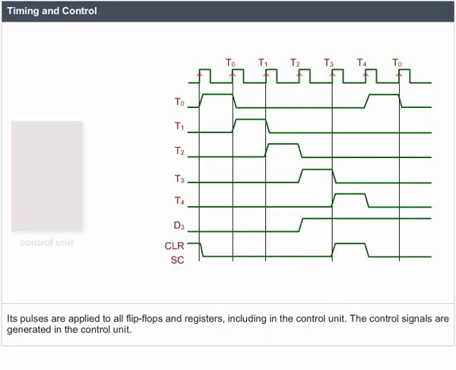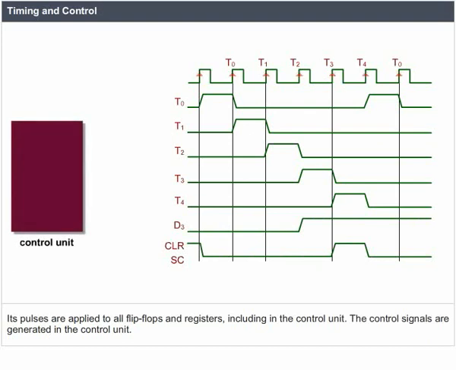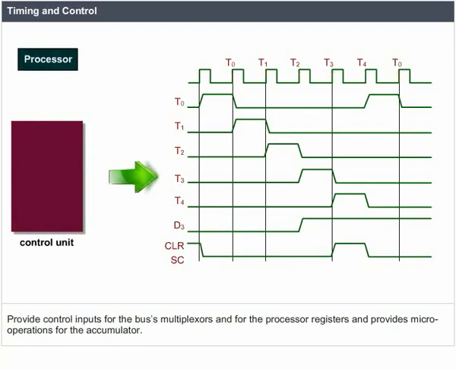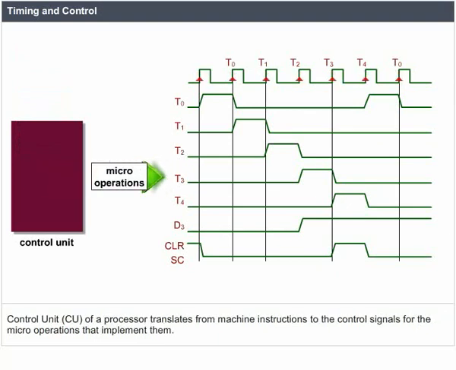Its pulses are applied to all flip-flops and registers, including in the control unit. The control signals are generated in the control unit. It provides control inputs for the bus's multiplexers and for the processor registers, and provides micro operations for the accumulator. Control unit CU of a processor translates machine instructions into the control signals for the micro operations that implement them.